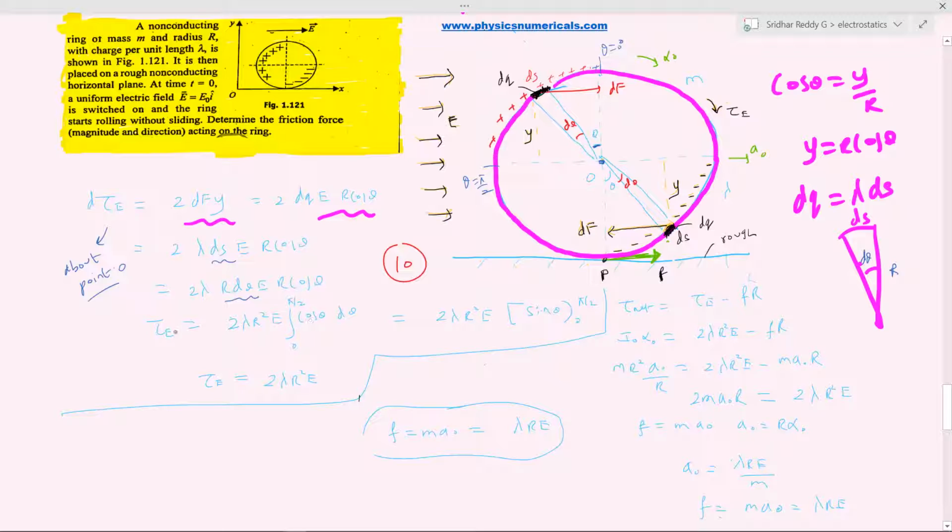Integral of cos theta is sine theta, upper limit pi by 2 and lower limit 0, sine 0 will be 0. So substituting that, I'll end up with the torque due to electrostatic force in this direction. What about the sense? Clockwise. The whole ring will experience a torque due to electrostatic force, and how will it be? Clockwise. So therefore, the point of contact will have backward slipping.